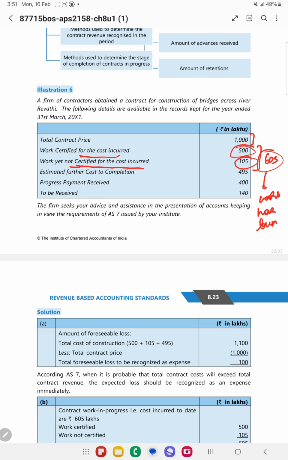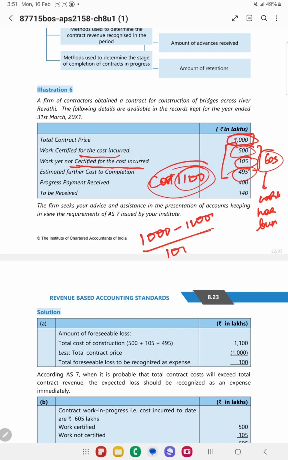Now, what is the further work which needs to be completed? That is 405. Now, if I add all these, how much I get is 1100. So this is the cost incurred. Now what is the contract price? Contract price is 1000. So now 1000 minus 1100. Okay, so now there is a loss on the contract.